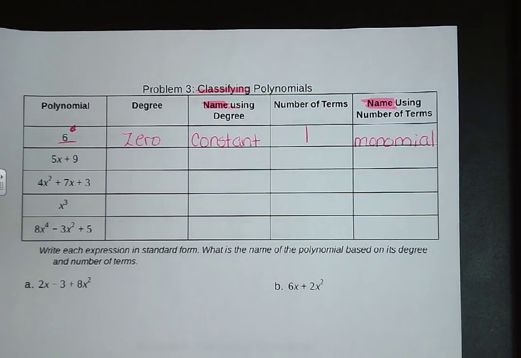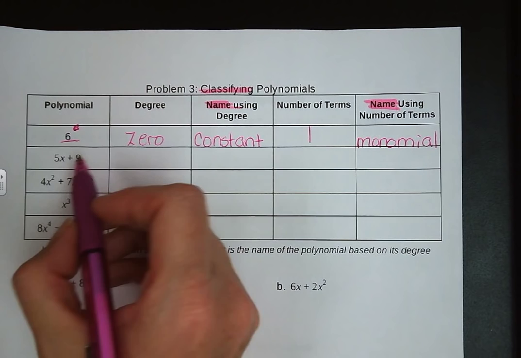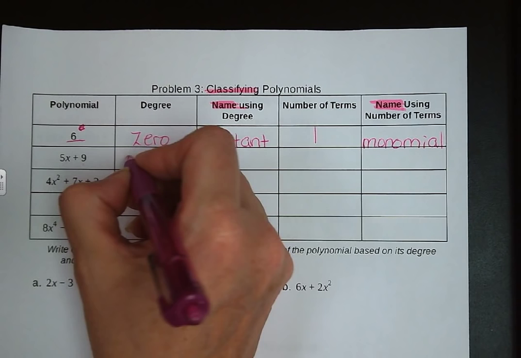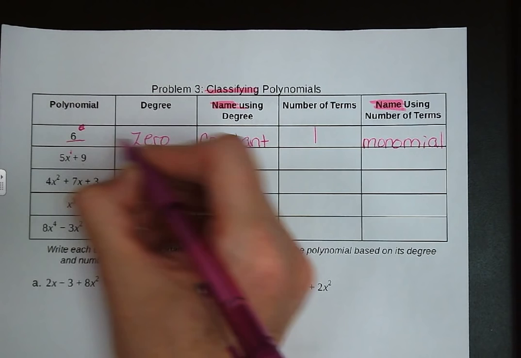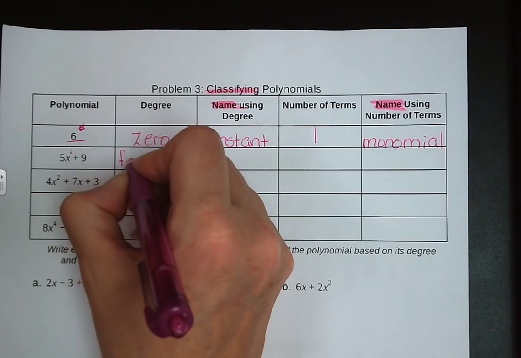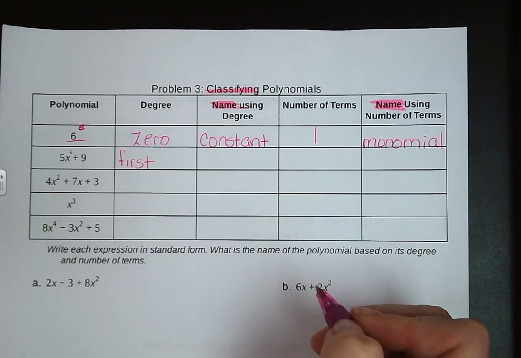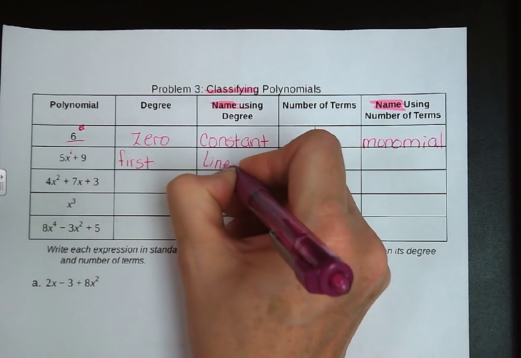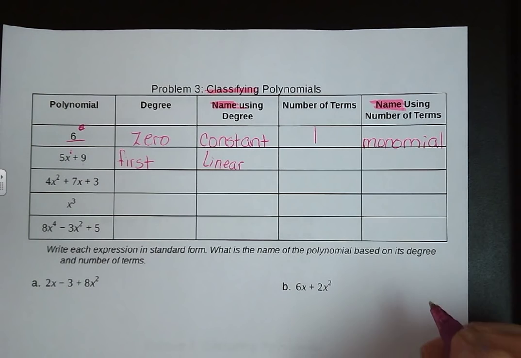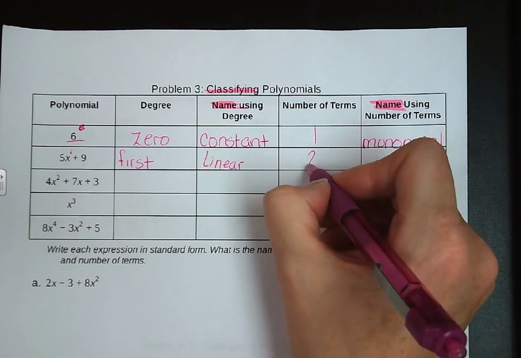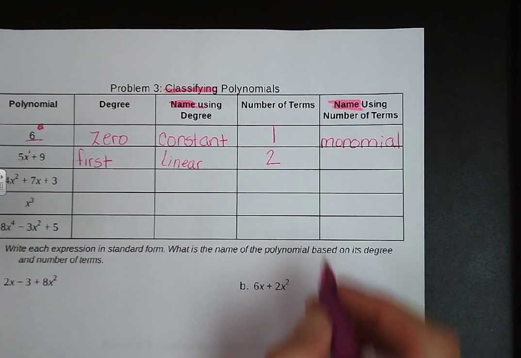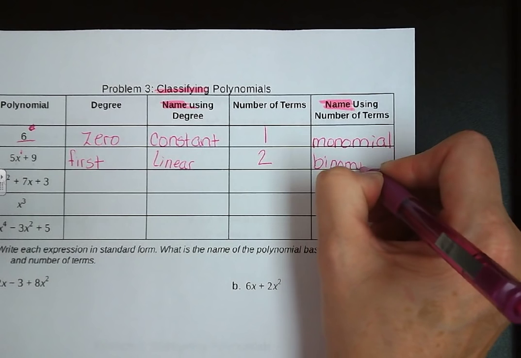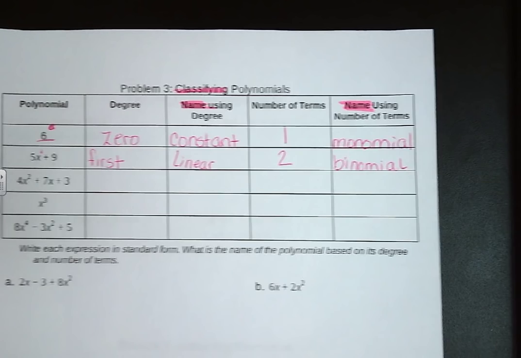All right. Our second polynomial is 5x plus 9. So we said the degree was the highest exponent, and that is going to be the first degree. And we name those linear. It has 1, 2 terms, so that is a binomial. Bi means 2. This takes me back to science class.